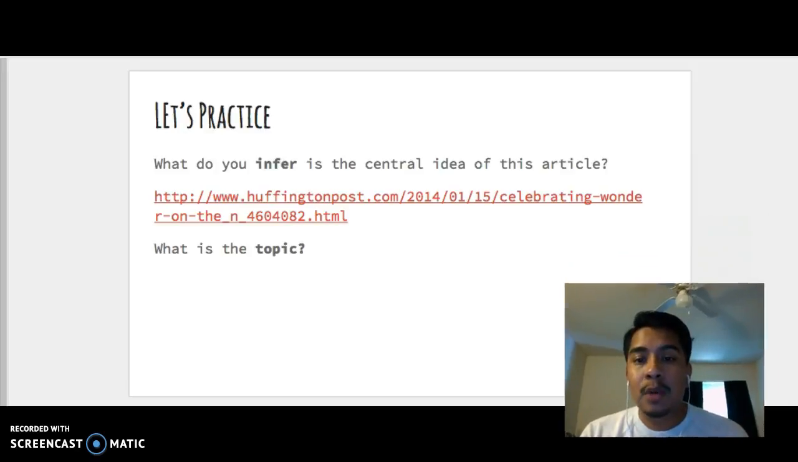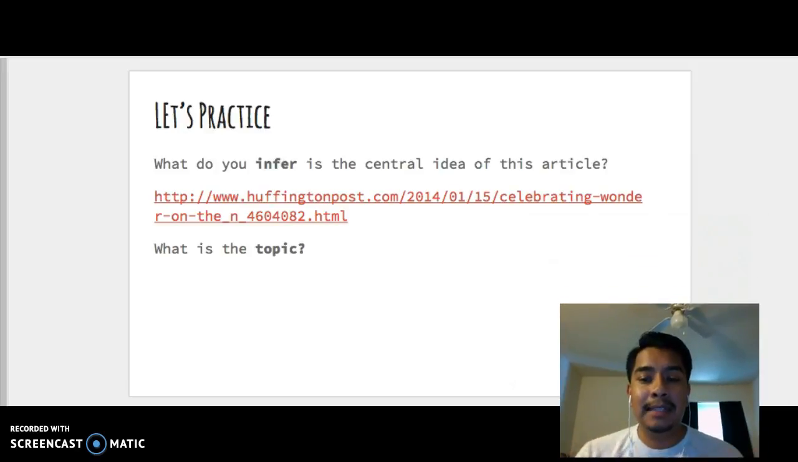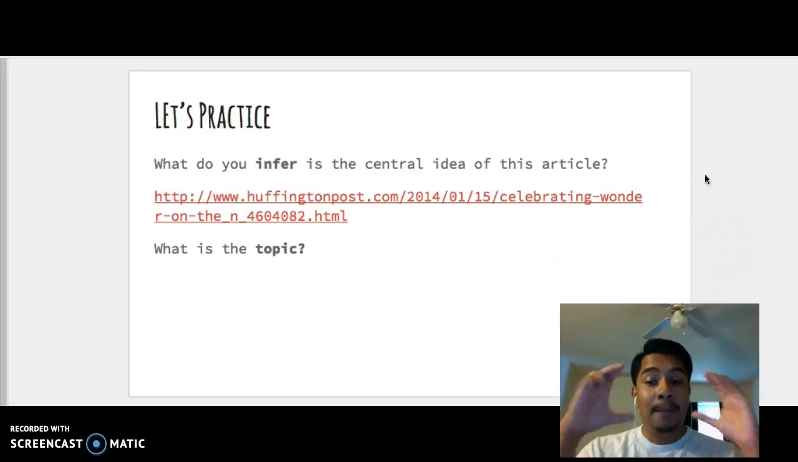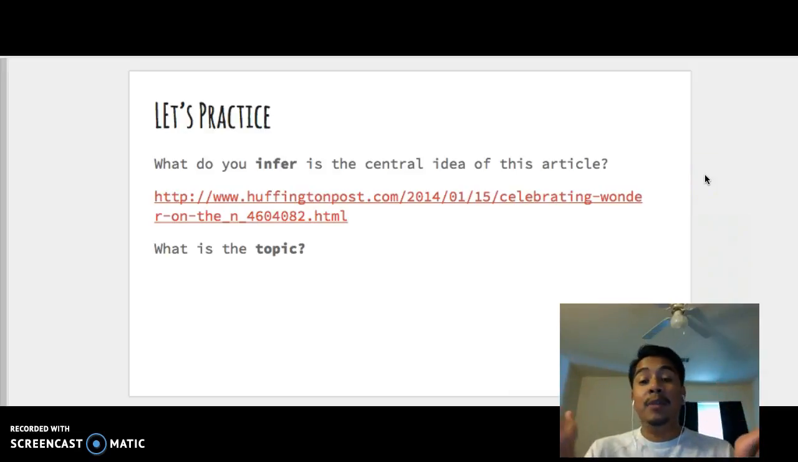All right. So what can you infer is the central idea? So we just did inference. All we had was the picture. We didn't know it was a plane. We didn't know what plane it was. We didn't know where it was. We didn't know why it went down. But we used our prior knowledge of planes to figure out what it was about.